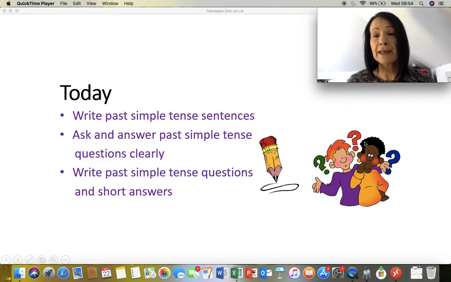So hopefully by the end of the lesson you'll be able to ask and answer questions with your family and friends, perhaps using FaceTime or WhatsApp video. So speak nice and clearly.